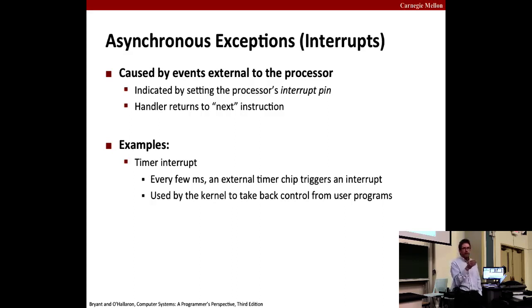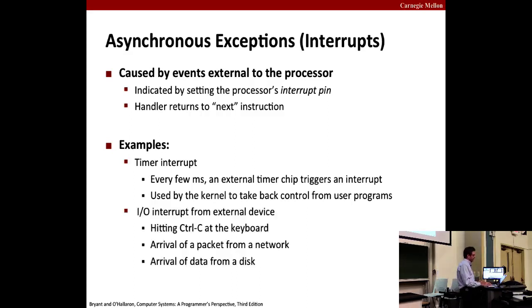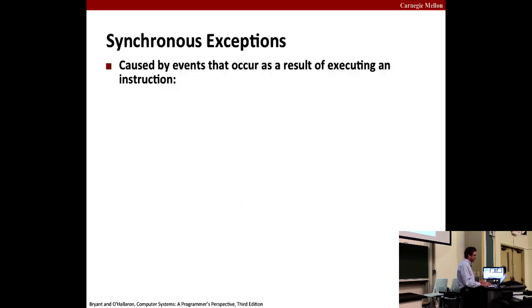So every few milliseconds, this timer goes off. That causes an exception into the kernel, and then the kernel can decide what to do. Maybe schedule a new process or let the current process run. And then an I/O interrupt from an external device is also a common example. Now the other class of exceptions are synchronous exceptions, and there are three classes of those.